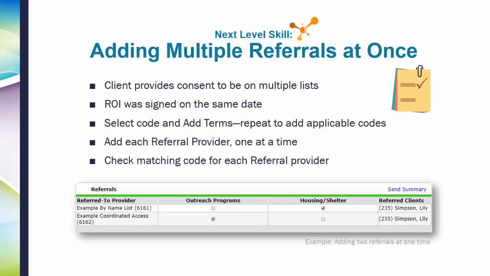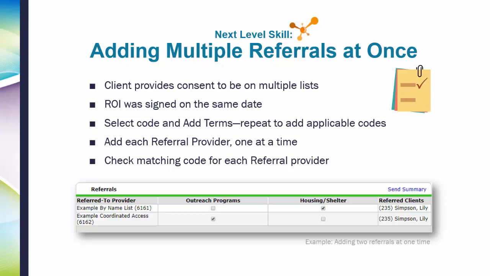Now, if you're feeling comfortable with that, here's a bit more advanced move to take your service point expertise to the next level. If you have a client who is appropriate for multiple lists and they provide consent for each list on the same day, you can use this move to create multiple referrals at once. Similar to the single referral process, you select your code and add terms, then do it again to add another code, if applicable. For this example, we'll pick outreach programs and housing/shelter, the two most common ones.